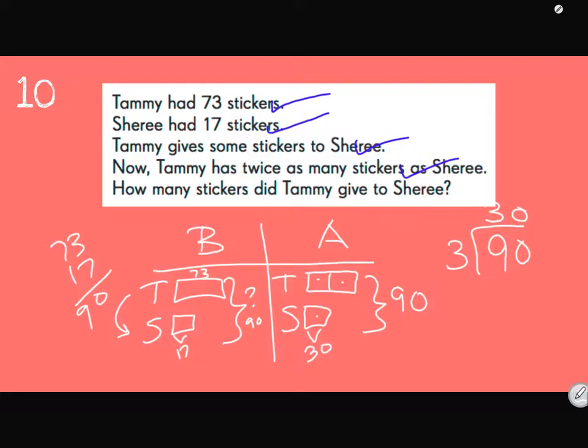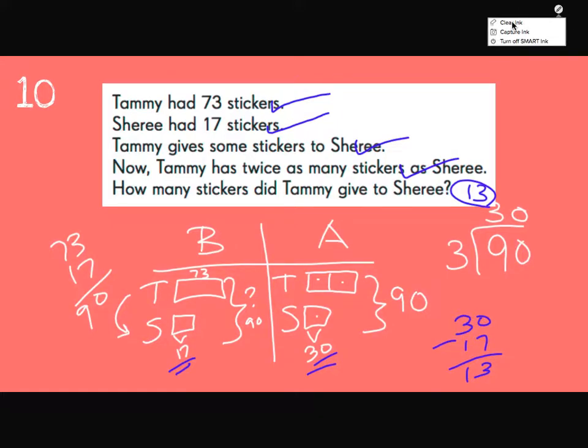And so how many stickers did Tammy give to Cherie? Well, Cherie had 17, now she has 30, so the difference is how many were given to her. 30 minus 17 is 13. So that means that Tammy gave her 13 stickers. I encourage you to try that one again on your own without watching me do it and see how you do.